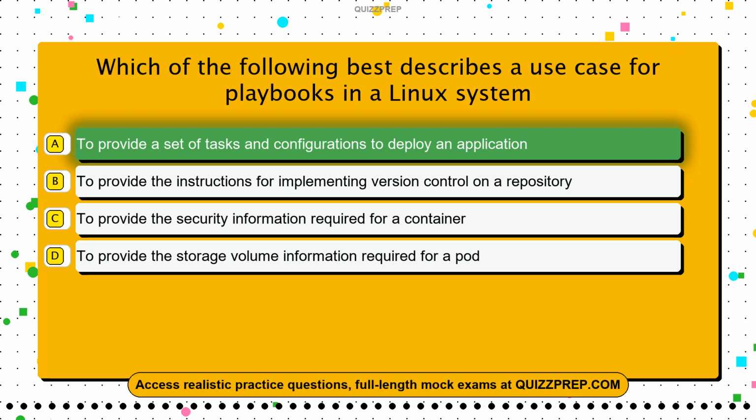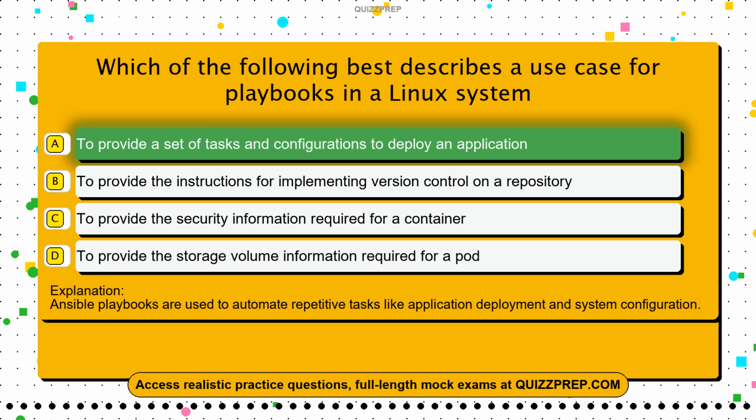The correct answer is option A. To provide a set of tasks and configurations to deploy an application. Ansible playbooks are used to automate repetitive tasks like application deployment and system configuration.